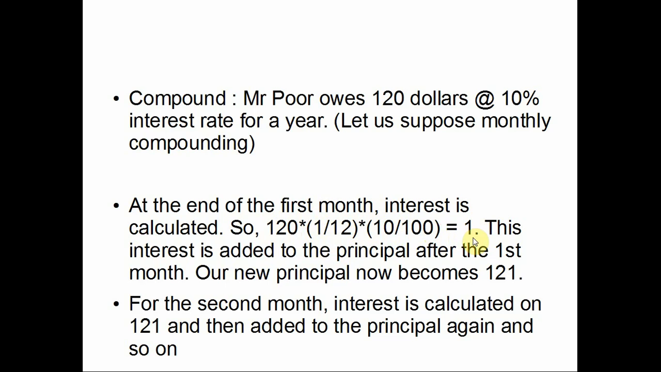This 1 is an outstanding interest. It's not paid immediately. This gets added to the principal. For the second month, interest is calculated again on the 121 and then added to the principal once again. So the principal, instead of remaining constant, increases every month, and at the end of the year, you have to pay the cumulative incremental interest along with the original principal of 120. I hope that was clear.